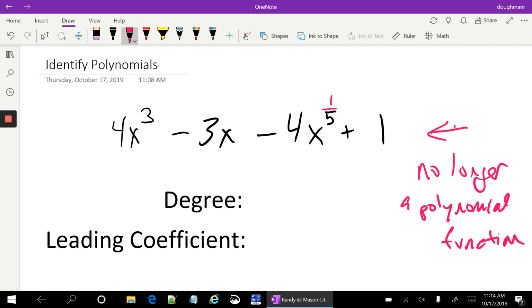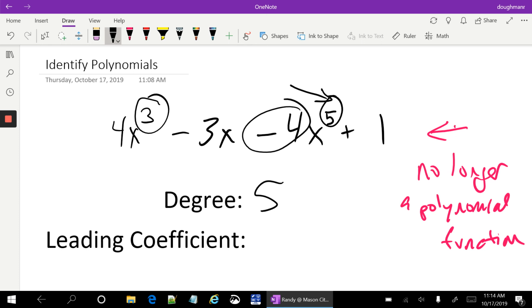Okay, pretty simple. The degree of the polynomial, we've got to look at the highest exponent, the largest exponent, and in this case it's a 5. And then once we determine the degree is a 5, the leading coefficient is the coefficient of that variable with the largest exponent.